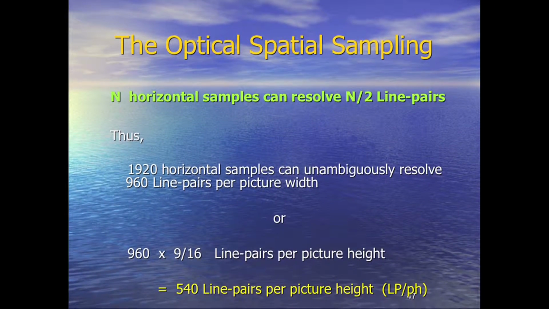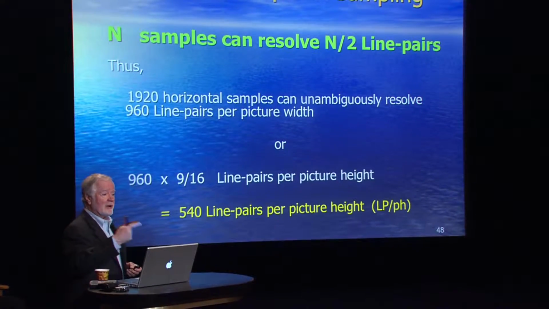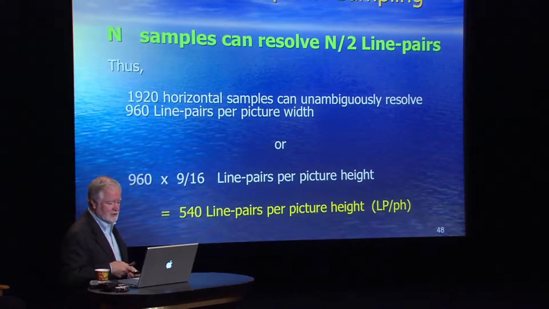What he said was, if I've n samples, let's say across a line or n vertically, I can only resolve n over 2. So 1920 says I can unambiguously resolve half of that, 960 line pairs without any interference. But if something comes in from the lens that has a frequency higher than 960, it's going to generate a problem. And I'll try and show you that in a moment.